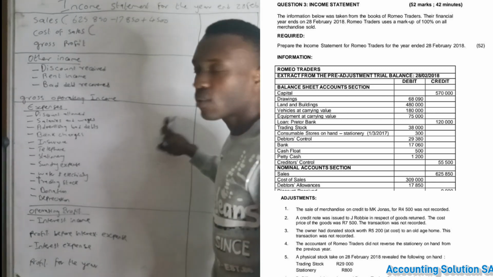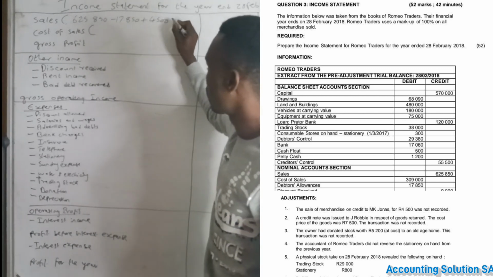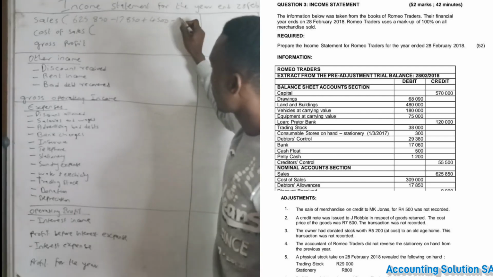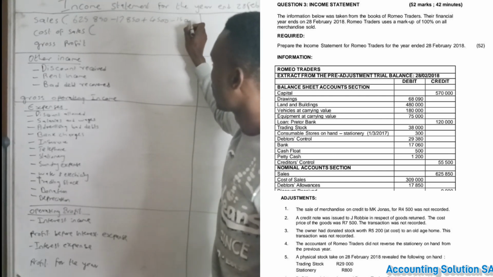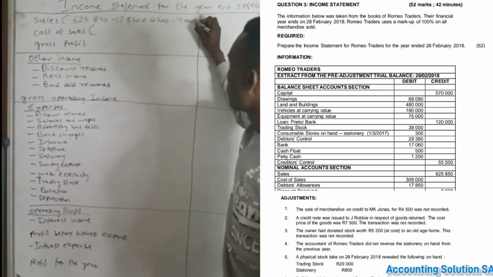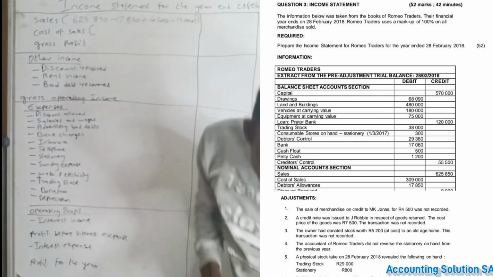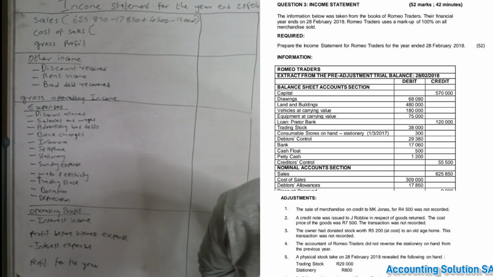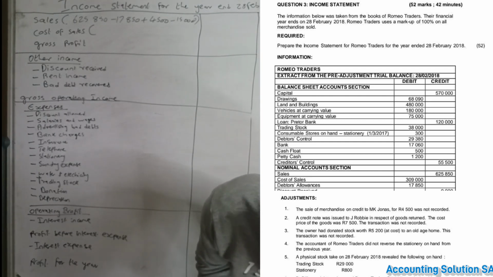It's double 7,500, which gives us 15,000. It's a minus because it has been returned. So after that, we can now close this bracket. You calculate everything, then you will get an amount of 597.